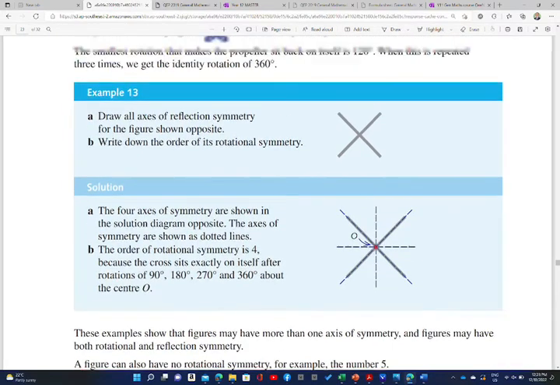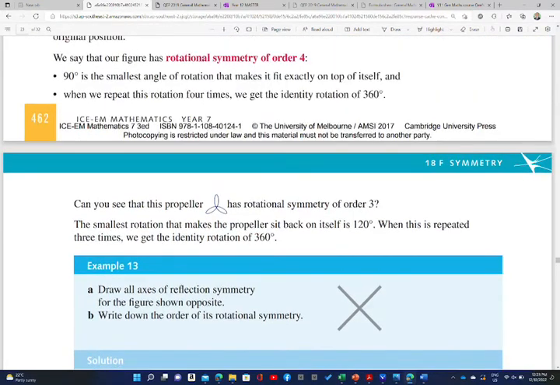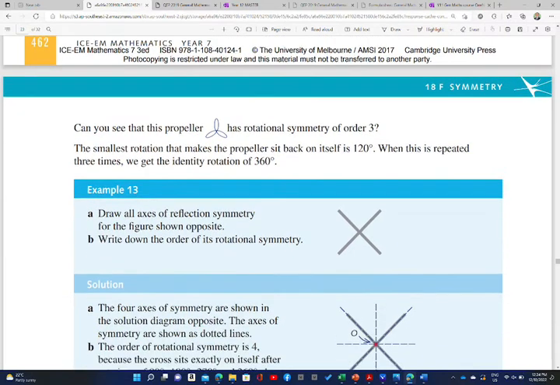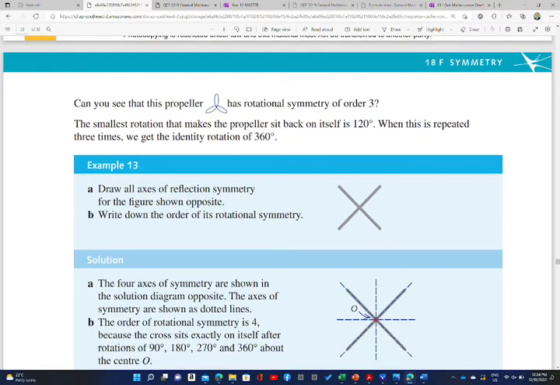So in example 13, pull this down. Draw all axes of reflection symmetry for the figure shown opposite, and then write down the order of its rotational symmetry. So, all of the axes of symmetry means anywhere that it would be exactly the same on both sides, right? Well, look at the lines they've drawn. I could cut it right in half. Does that give me two identical parts, two reflections on either side? Yep.